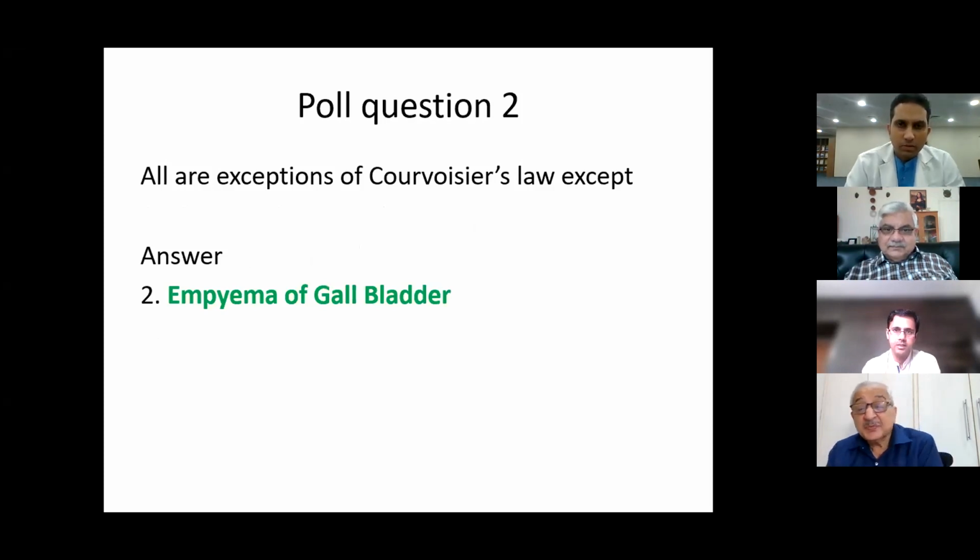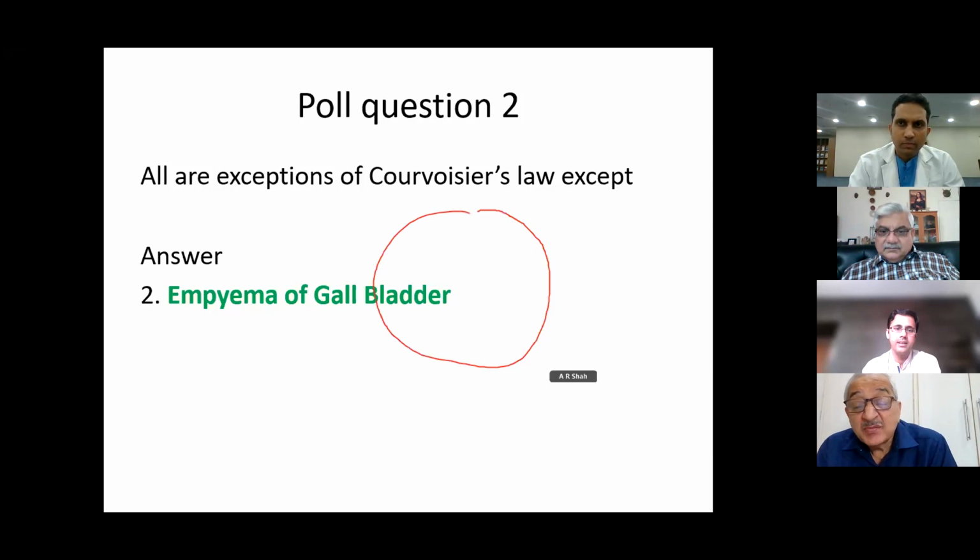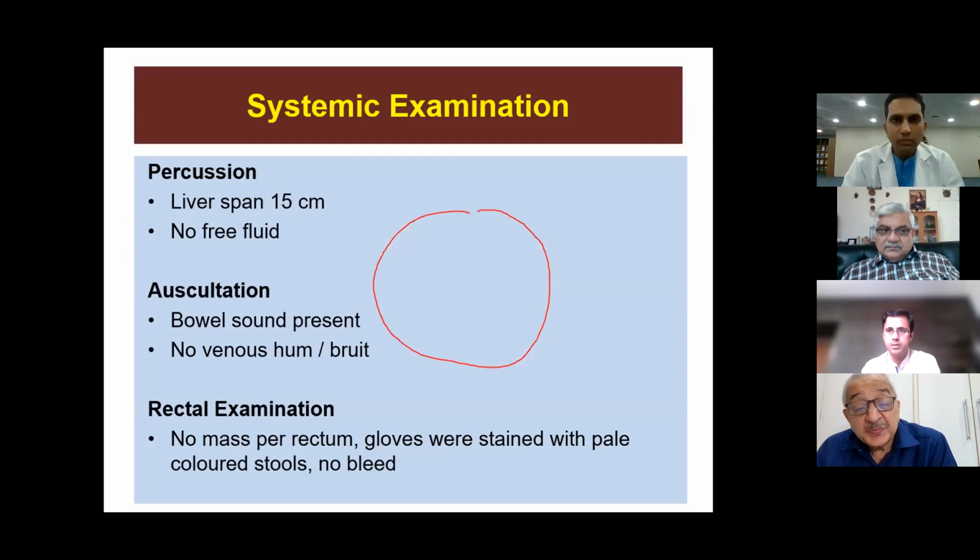So we all know what is Courvoisier's law: when there is a palpable gallbladder in a jaundiced patient, it is unlikely to be due to stone. But again, it is not always black and white like that, because in stone disease there is usually infection and gradually the gallbladder becomes shrunken, so we cannot get a palpable gallbladder. But at times, like in Mirizzi and mucocele, we can get a palpable gallbladder in stone disease also. So, Dr. Ades, you can go ahead.